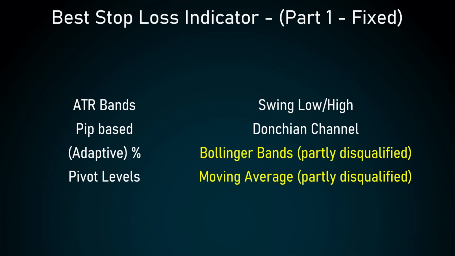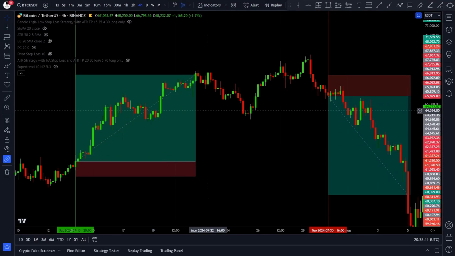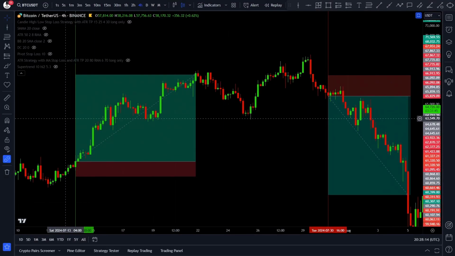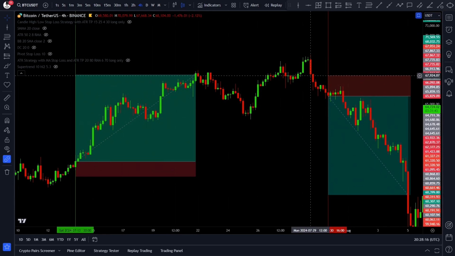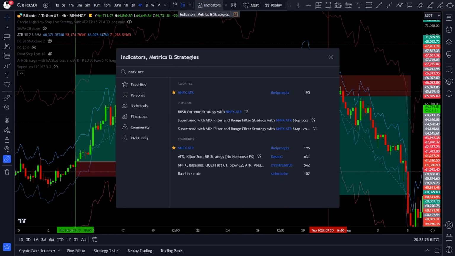Now let me explain all the stop loss indicators I will use one by one, and then I will go over the parameter settings. To demonstrate the different stop losses, I will use these two trade examples. This is a long trade example and this is a short trade example. First, let's see the ATR based stop loss. For the ATR based stop loss, I will use the NNFX ATR, this one.